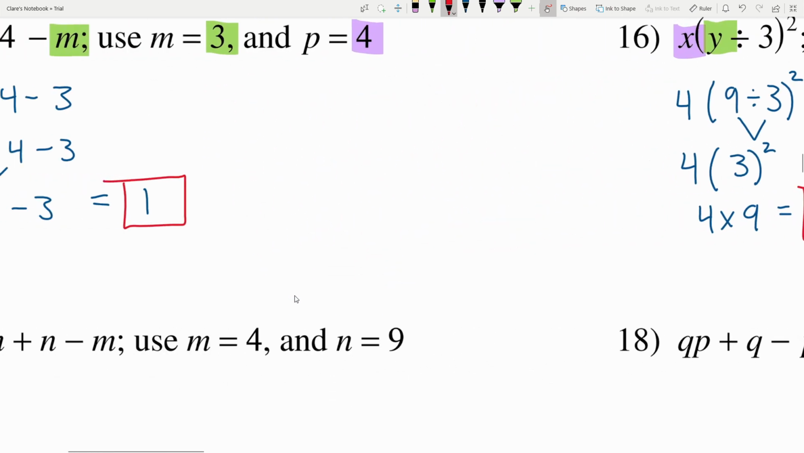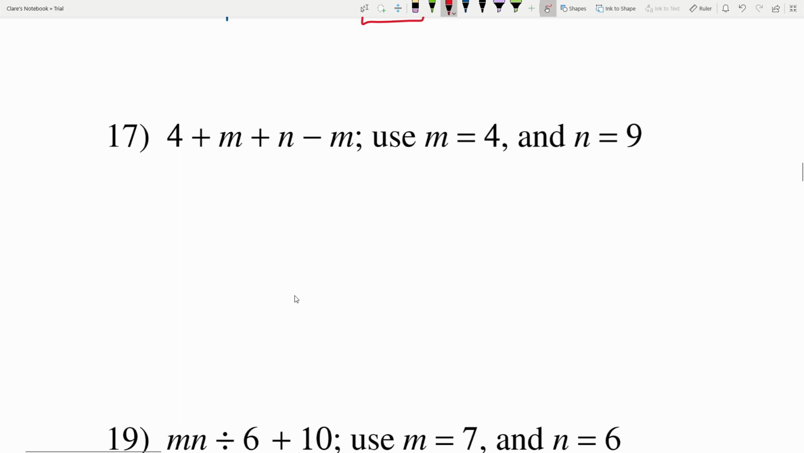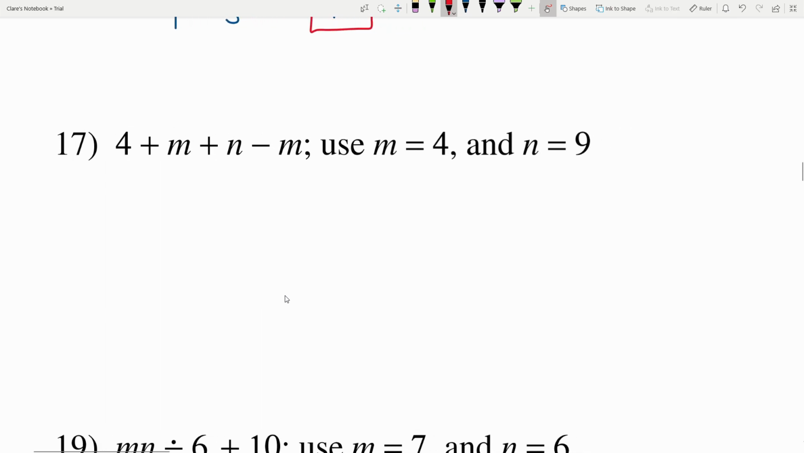Number 17. It says that 4 plus m plus n minus m is our expression. And we're going to use the fact that m is equivalent to 4 and n is equal to 9. So m is 4 and n is 9. So I'll have 4 plus 4 plus 9 minus 4.